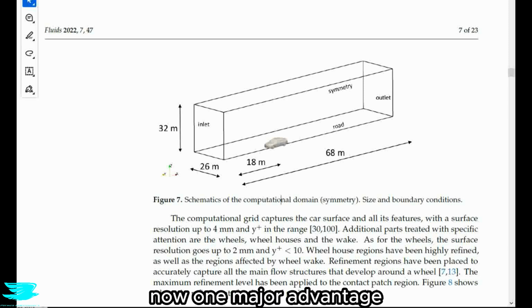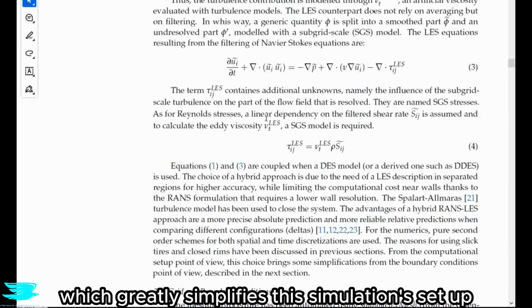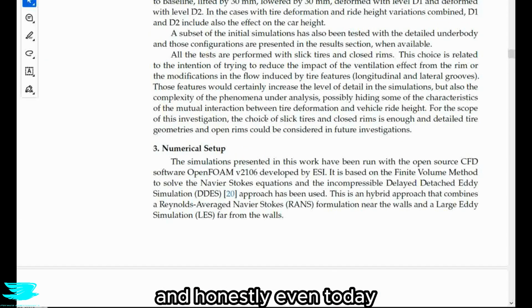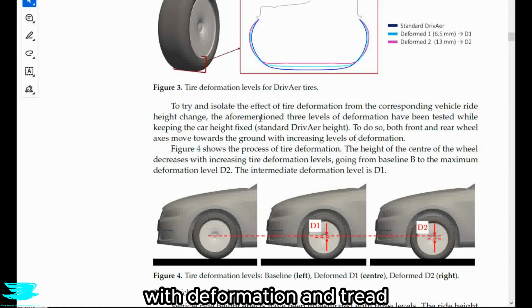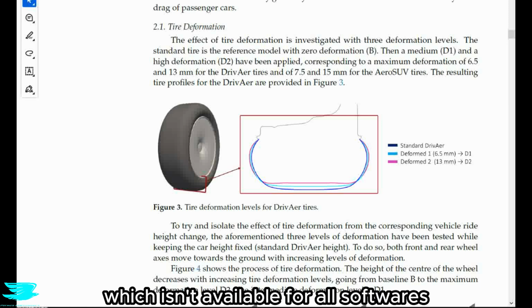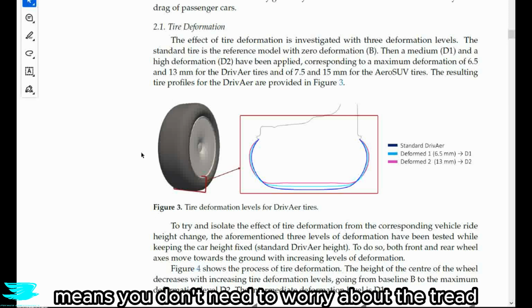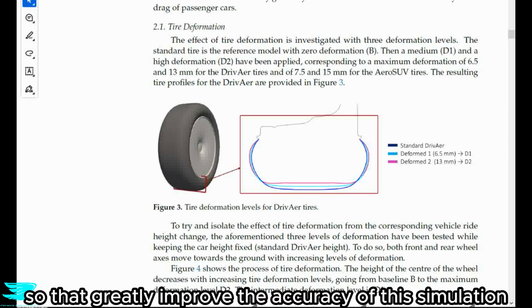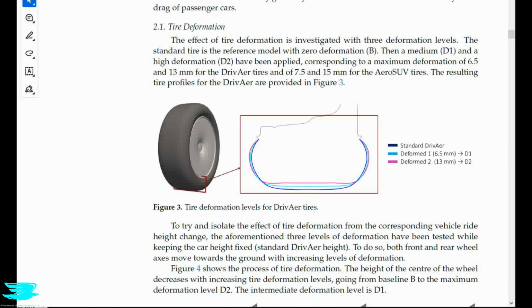Now, one major advantage of the simulation is that they used slick tires, which greatly simplifies the simulation setup. And honestly, even today, we have no real way of modeling a rotating tire with deformation and tread. The only real thing we have is the immersed boundary condition, which isn't available for all softwares. So having a slick tire means you don't need to worry about the tread or its effects. So that greatly improves the accuracy of the simulation and also reduces the number of cells you need, etc.